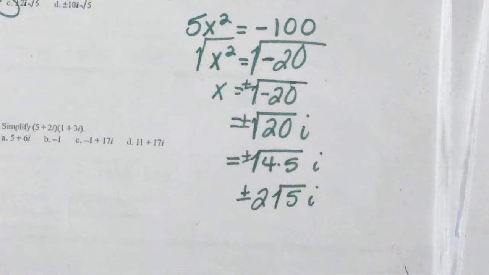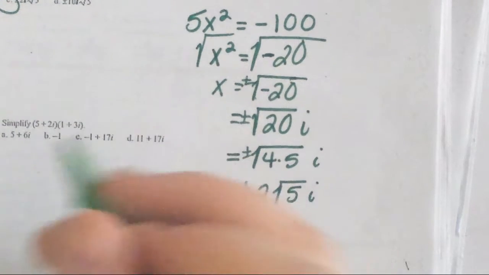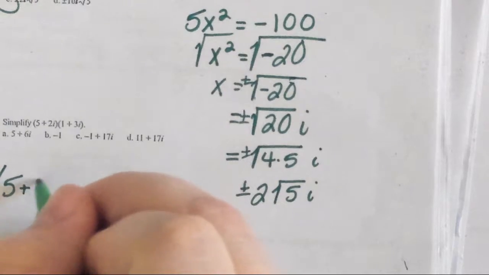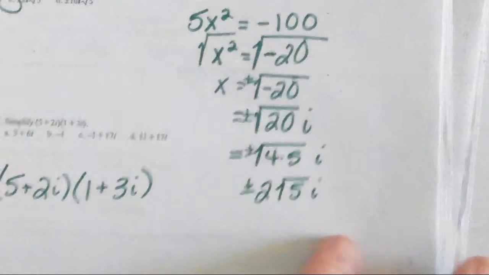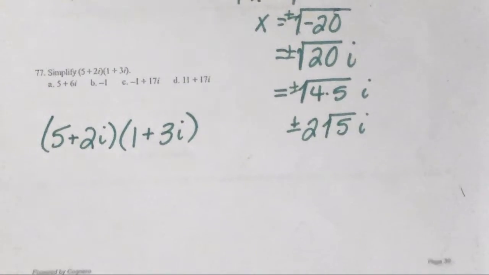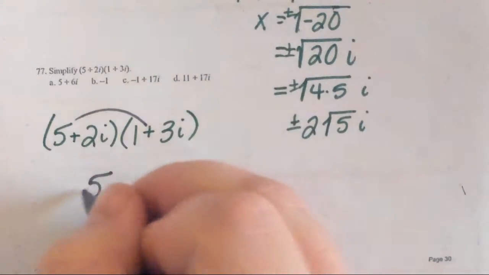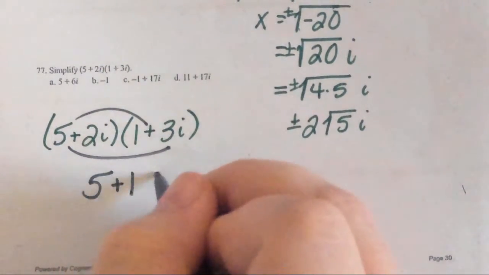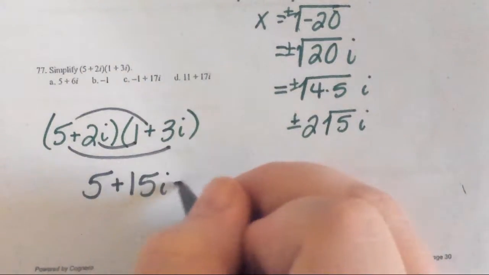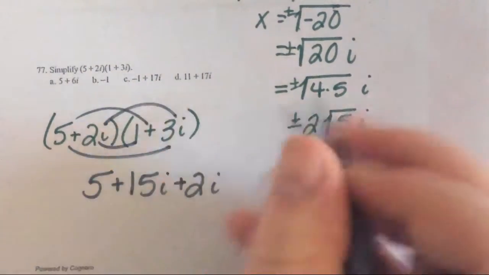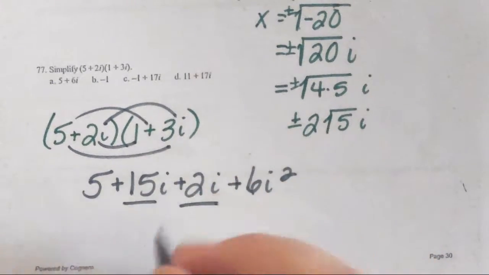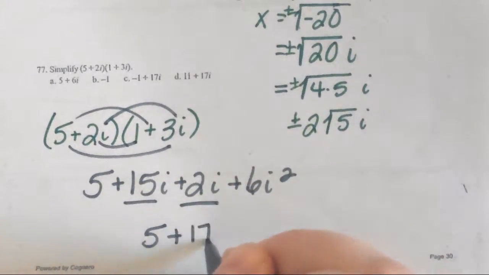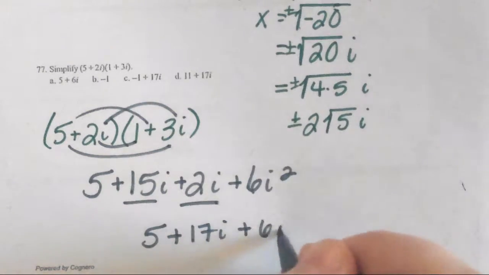Okay, what are we supposed to do on 77? It says 5 plus 2i times 1 plus 3i. I'm just going to use a fancy distribution called FOIL. First, 5 times 1 is 5. Outer, plus 15i. Inner, plus 2i. Last, plus 6i squared. If I combine those two like terms, I've got 5 plus 17i plus 6i squared.